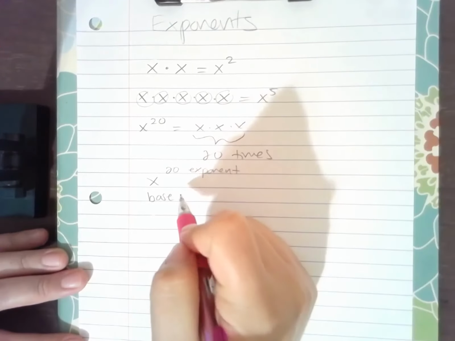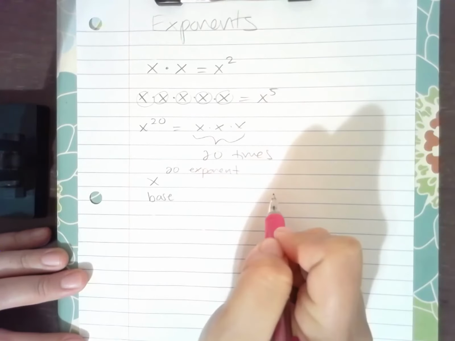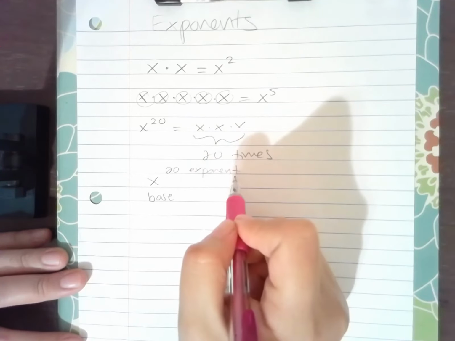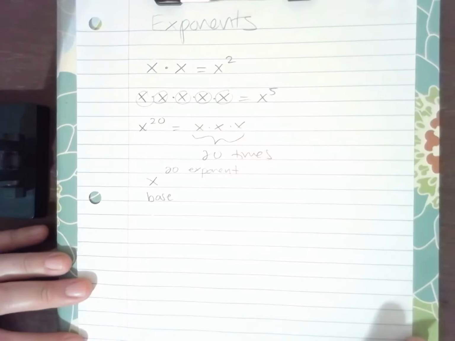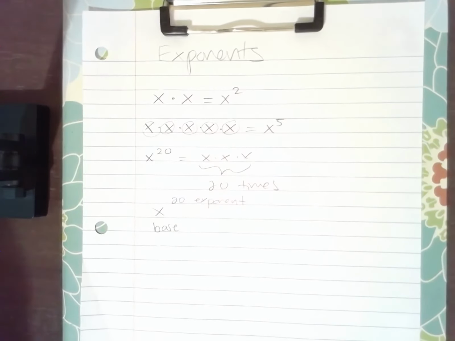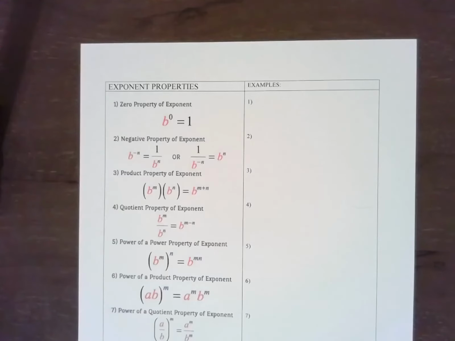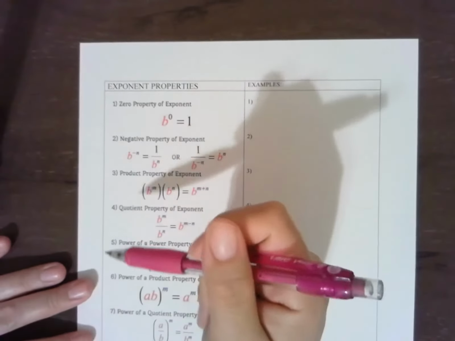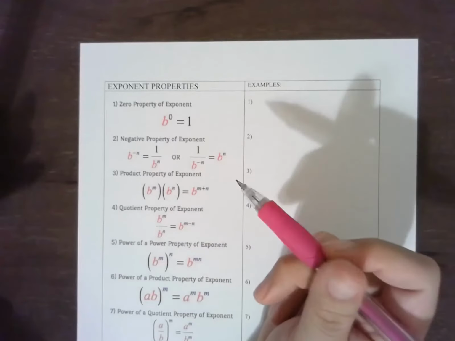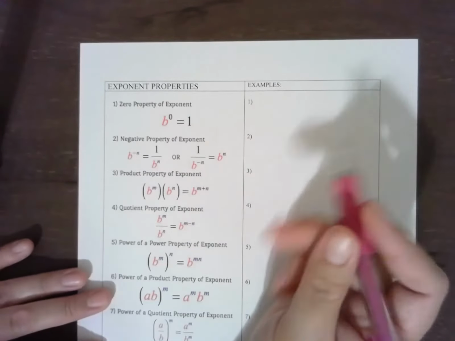Okay, so the base is what's being multiplied over and over again, and the exponent is how many times you do it. Okay? So that's why we have exponents, so that we can shorthand and we don't have to write everything over and over and over again. Okay, the first property that we have here listed is the zero property. Now, you might see these properties in a different order, but either way, it's the same 7, okay?